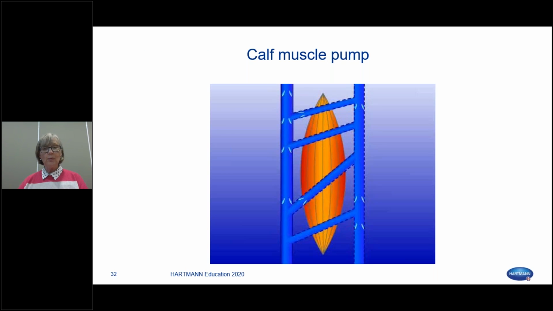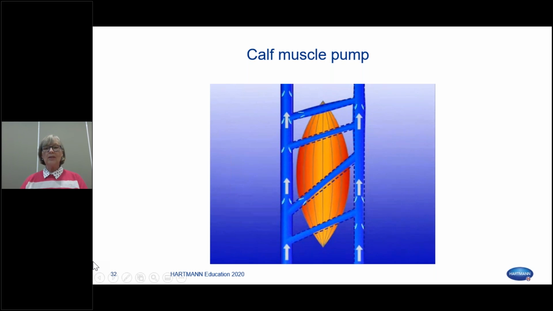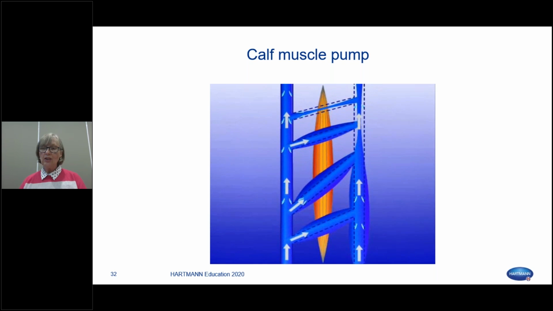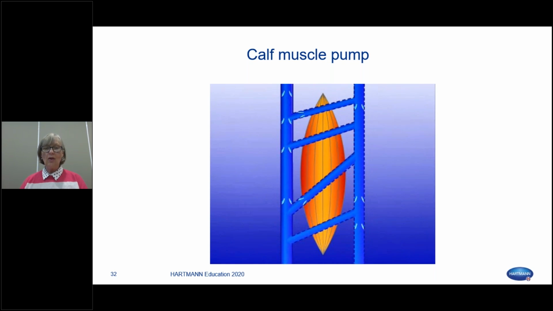An effective calf muscle pump is an integral part of effective venous return. I hope I can get this to start working. Just let me get my mouse up there, and it should start pumping. The calf muscle pump is a combination of actions. The movement of the ankle joint causing the expansion and contraction of the calf muscle, which when walking causes the pumping action of the walls of the vein, opening and closing the valves and preventing the backflow.